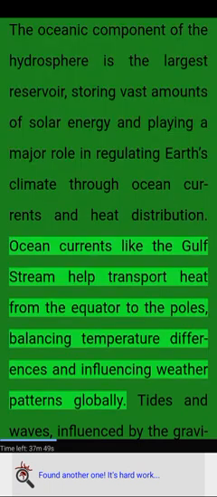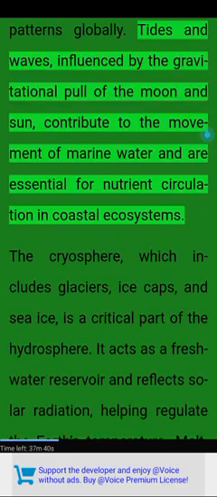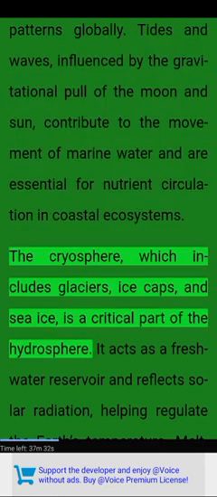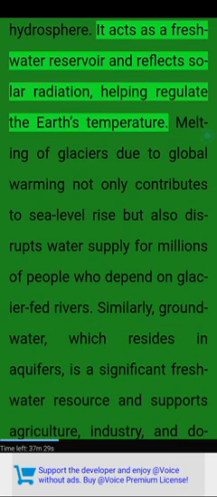Ocean currents like the Gulf Stream help transport heat from the equator to the poles, balancing temperature differences and influencing weather patterns globally. Tides and waves, influenced by the gravitational pull of the moon and sun, contribute to the movement of marine water and are essential for nutrient circulation in coastal ecosystems. The cryosphere, which includes glaciers, ice caps, and sea ice, is a critical part of the hydrosphere. It acts as a freshwater reservoir and reflects solar radiation, helping regulate the Earth's temperature.